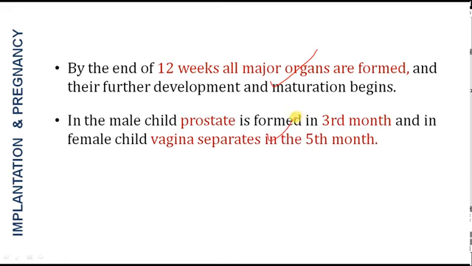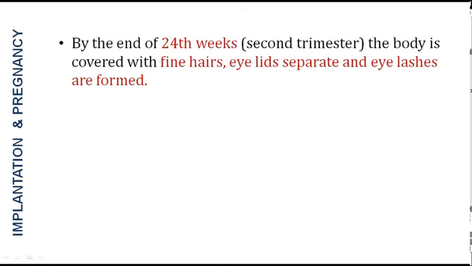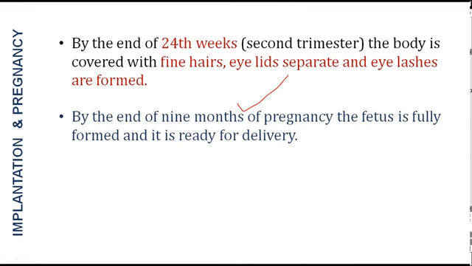In a male child, the prostate gland is formed in the 3rd month, and in a female child, the vagina separates from the excretory duct in the 5th month. By the 24th week, that is the second trimester, the body is covered with fine hairs, eyelids separate and eyelashes are formed. But the eyes are closed, they don't open inside the womb. By the end of 9 months of pregnancy, the fetus is fully formed and it is ready for delivery.